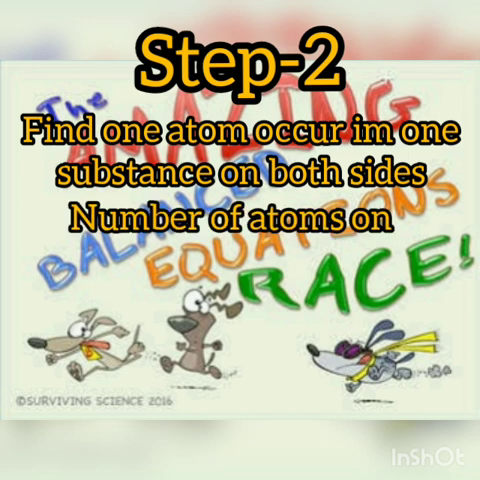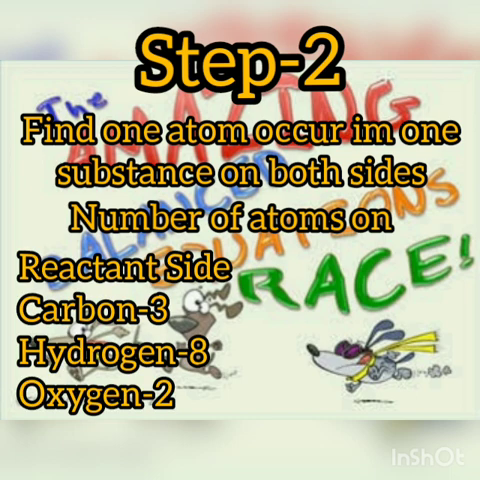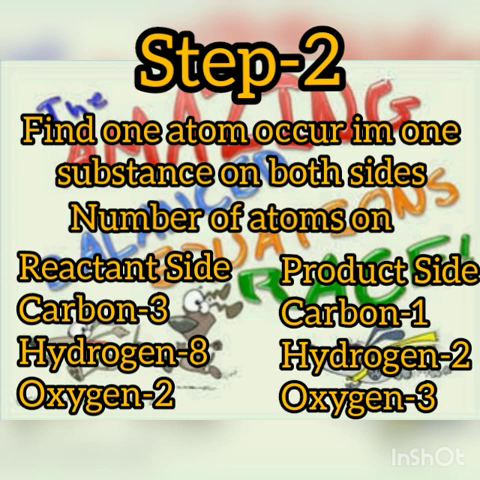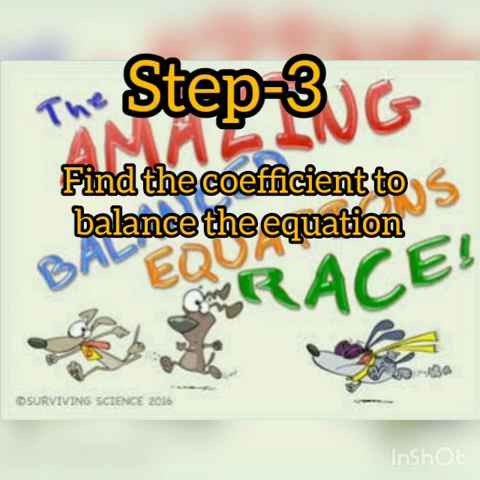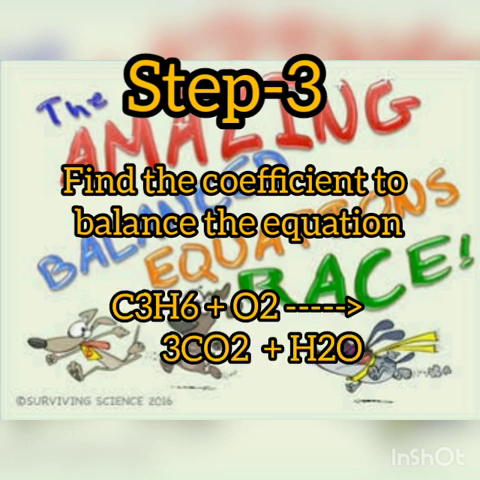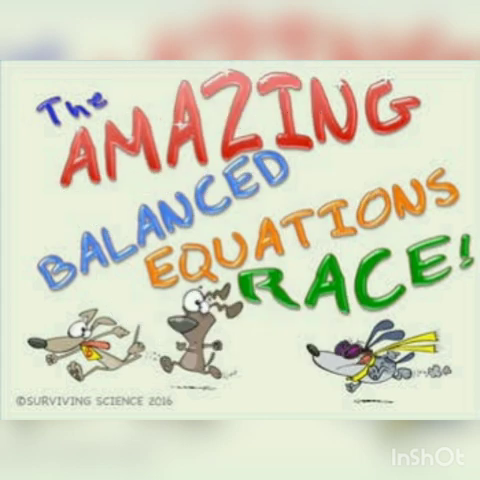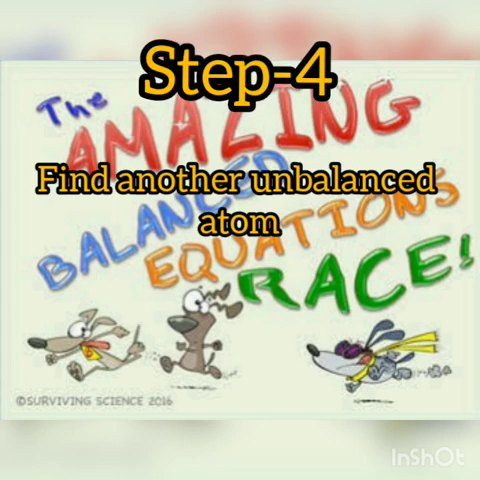Number of atoms on the reactant side: carbon 3, hydrogen 8, oxygen 2, whereas number of atoms on the product side: carbon 1, hydrogen 2, oxygen 3. Step 3. Find the coefficients to balance the equation. For example, C3H8 plus 5O2 gives out 3CO2 plus 4H2O. Step 4. Find another unbalanced atom.